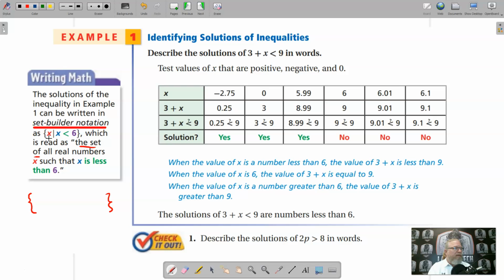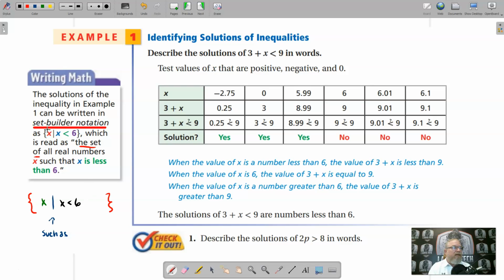So the set of, and then we have this x here. So the set of x, and then this vertical line that we see between the red x and the blue x is read as such as. So we read this as the red braces, the set of the green x, so the set of x, the vertical line here, such as, and then we would have x is less than 6. So we're talking about all values of x that are less than 6.